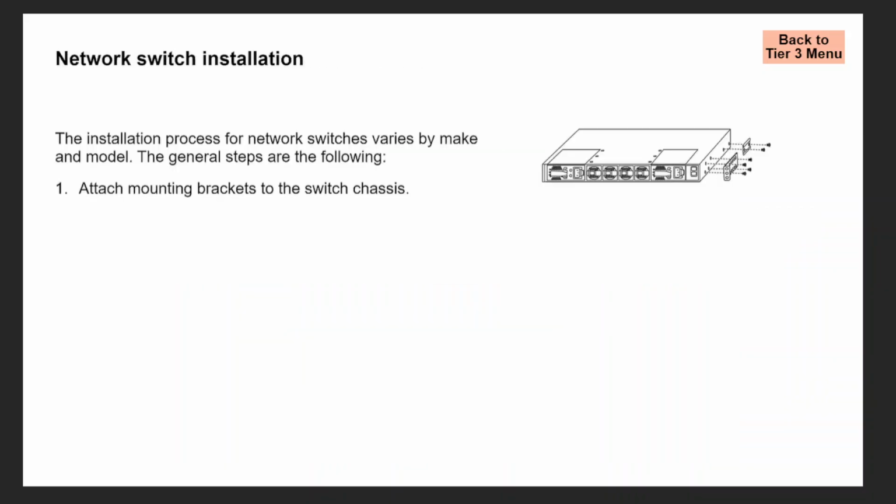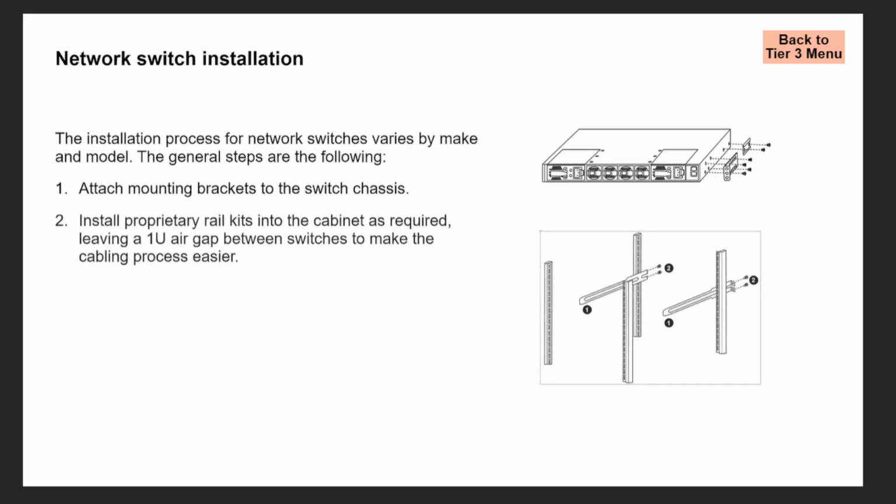Network switches have slightly different installation procedures based on the make and model. However, the procedure can be reduced to a few general steps. First, attach any included mounting brackets to the switch chassis. Second, if the switch requires proprietary mounting rails, install the rails into the cabinet. A recommended practice is to space the rails so that there is a 1U air gap between switches. The gap makes plugging and unplugging cables easier and facilitates cable management.